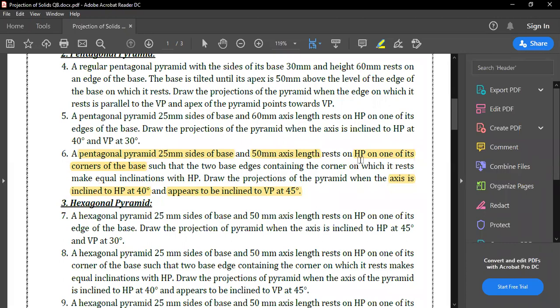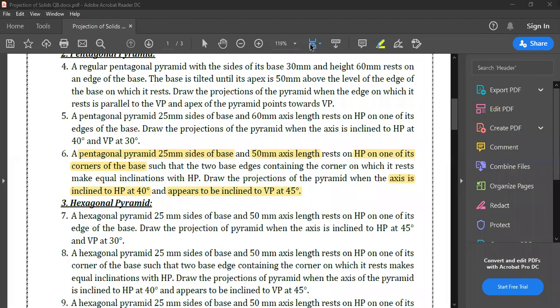Then wherever it is resting, step 2 will be usually with respect to that, like it is resting on HP, so the axis inclination to HP at 40 degrees will be my step 2. And the last information, which is appears to be inclined at, I mean the axis is appearing to be inclined at 45 degrees to VP, that will be my step 3. Okay, so let me remember this pentagonal pyramid 25 millimeters side and 50 axis length. I'll write this data in step 1, 2, 3. Then I can start with the question.